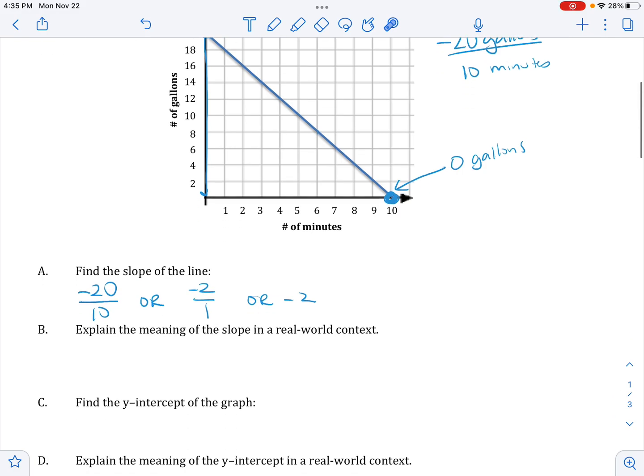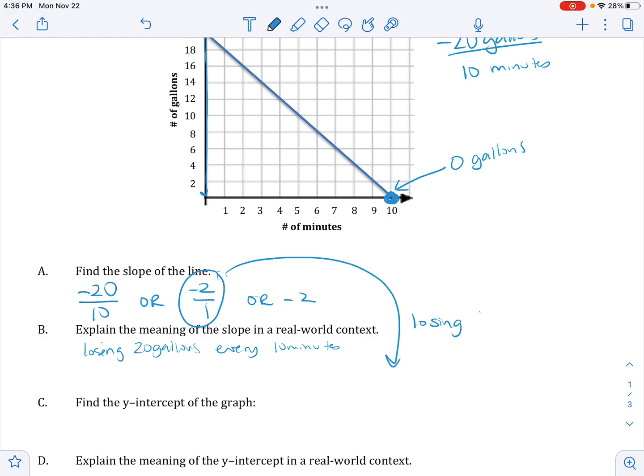And so the meaning of that slope is that I'm losing 20 gallons every 10 minutes. Most people like the smaller number better, which basically tells us that we're losing 2 gallons of water every 1 minute. And notice I'm using both the numbers 2 and 1 in my response, and I'm using both of the words. So we've got gallons and minutes in my description.